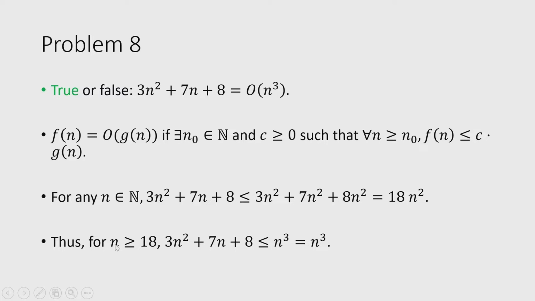Thus, for any n greater than or equal to 18, 3n squared plus 7n plus 8, which is less than or equal to 18n squared, is less than or equal to n cubed. Therefore, if we take n0 to be 18 and c to be 1, we see that f of n, that is 3n squared plus 7n plus 8, is less than or equal to 1 times g of n, which is n cubed, and so f of n is order n cubed. Here there is a typo, there should be order n cubed.